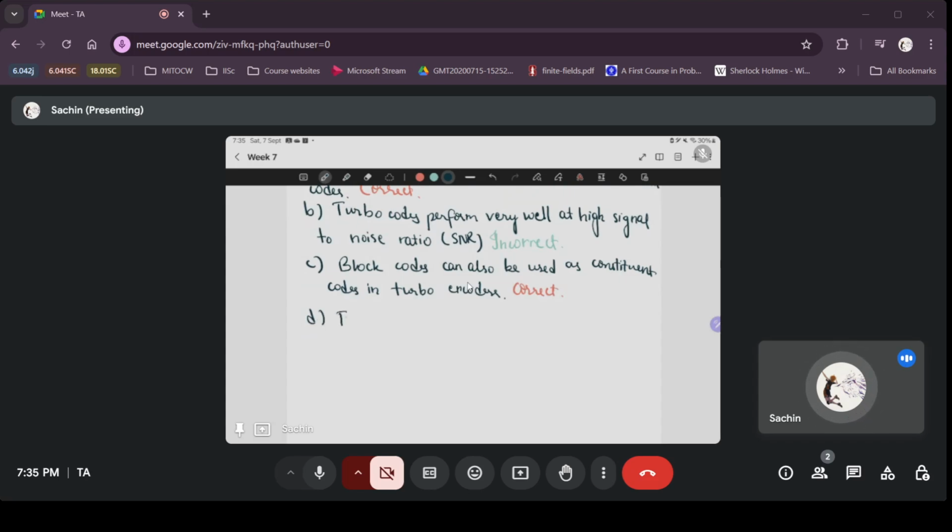Finally, turbo codes can achieve performance close to the Shannon limit. That's also correct. That's why in all your communication applications, everything is set up to use turbo codes.